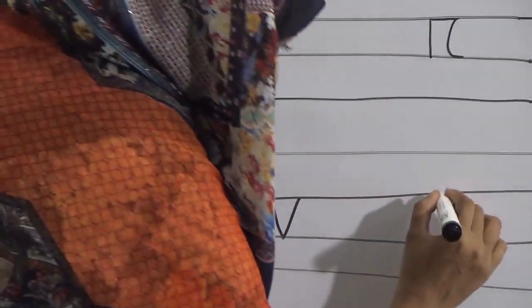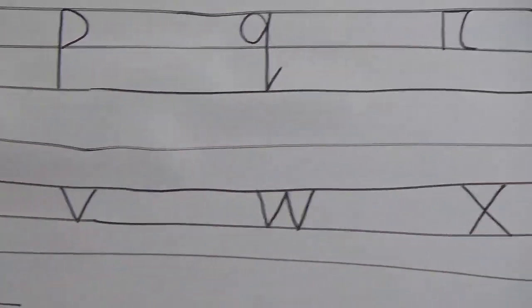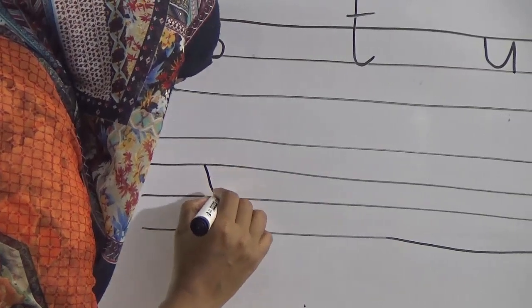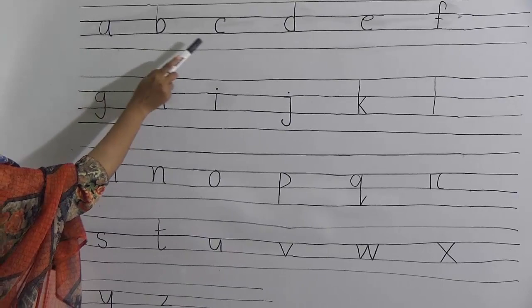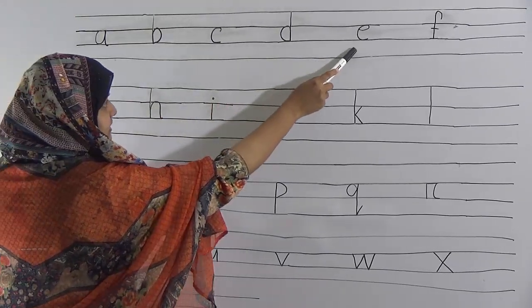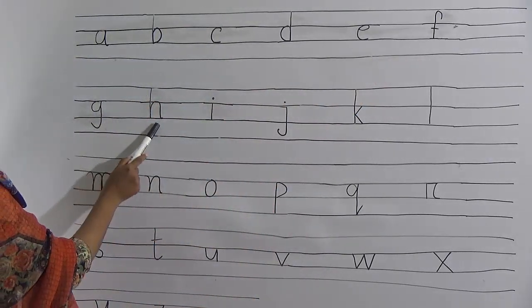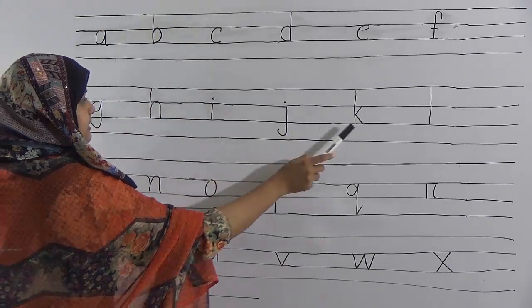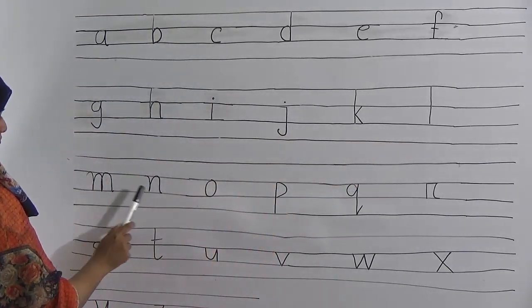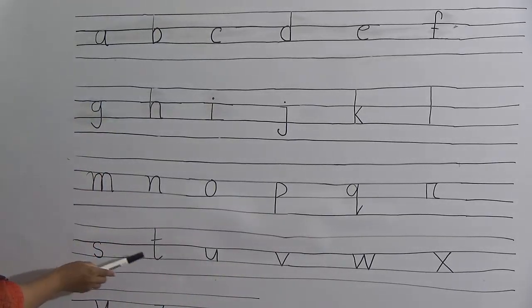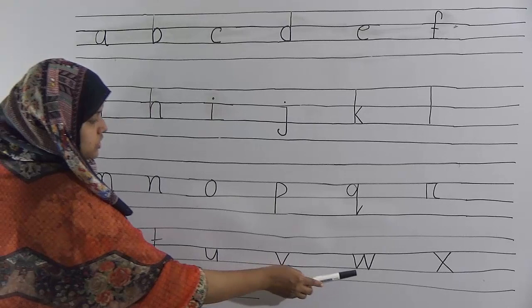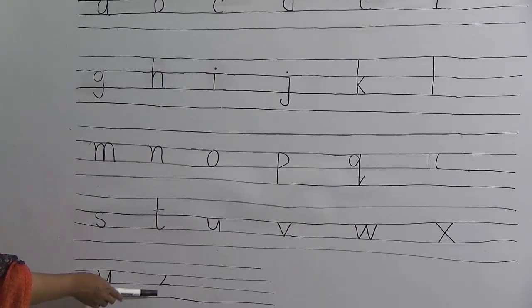Small w, x, y, and last one z, small z. Now say with me a, b, c, d, e, f, g, h, i, j, k, l, m, n, o, p, q, r, s, t, u, v, w, x, y and z.